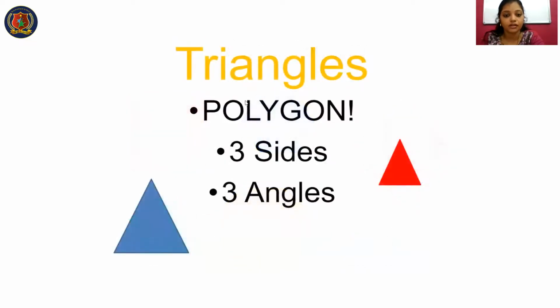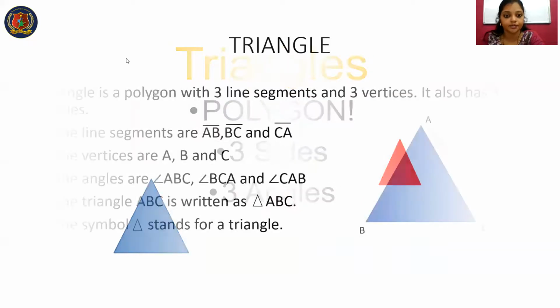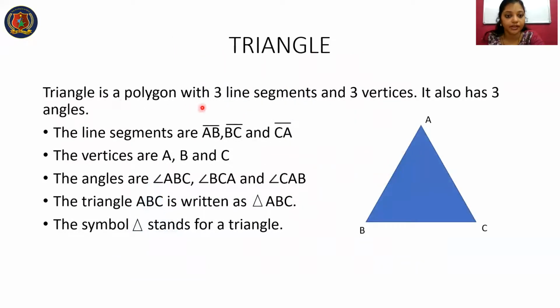Now we are going to see the triangle. It is a polygon with 3 sides and 3 angles. A triangle is a polygon with 3 line segments and 3 vertices. It also has 3 angles. You all know what a vertex, a line segment, and an angle are. Can you see here? There are 3 lines, called line segments, and 3 vertices. Why is it a vertex? Because the lines meet at one point, called a vertex, forming an angle. So here we have 3 line segments, vertices, and angles.